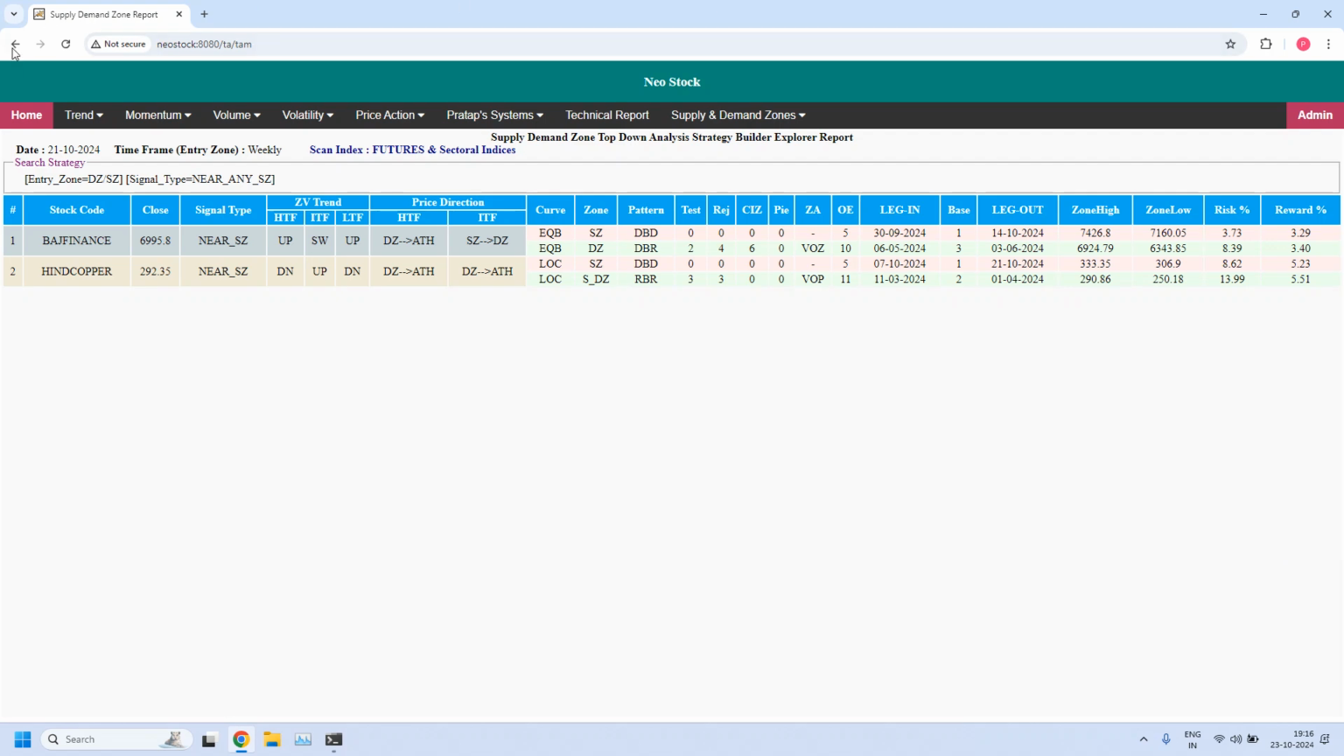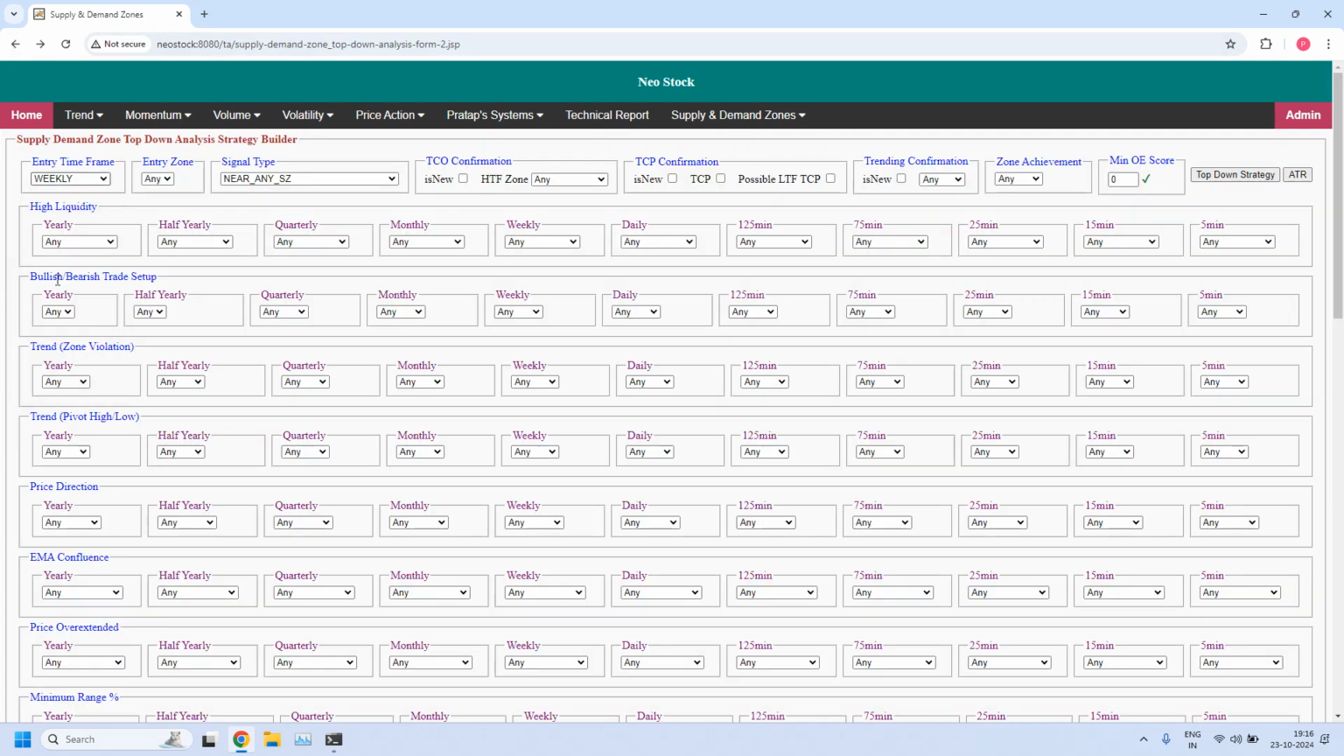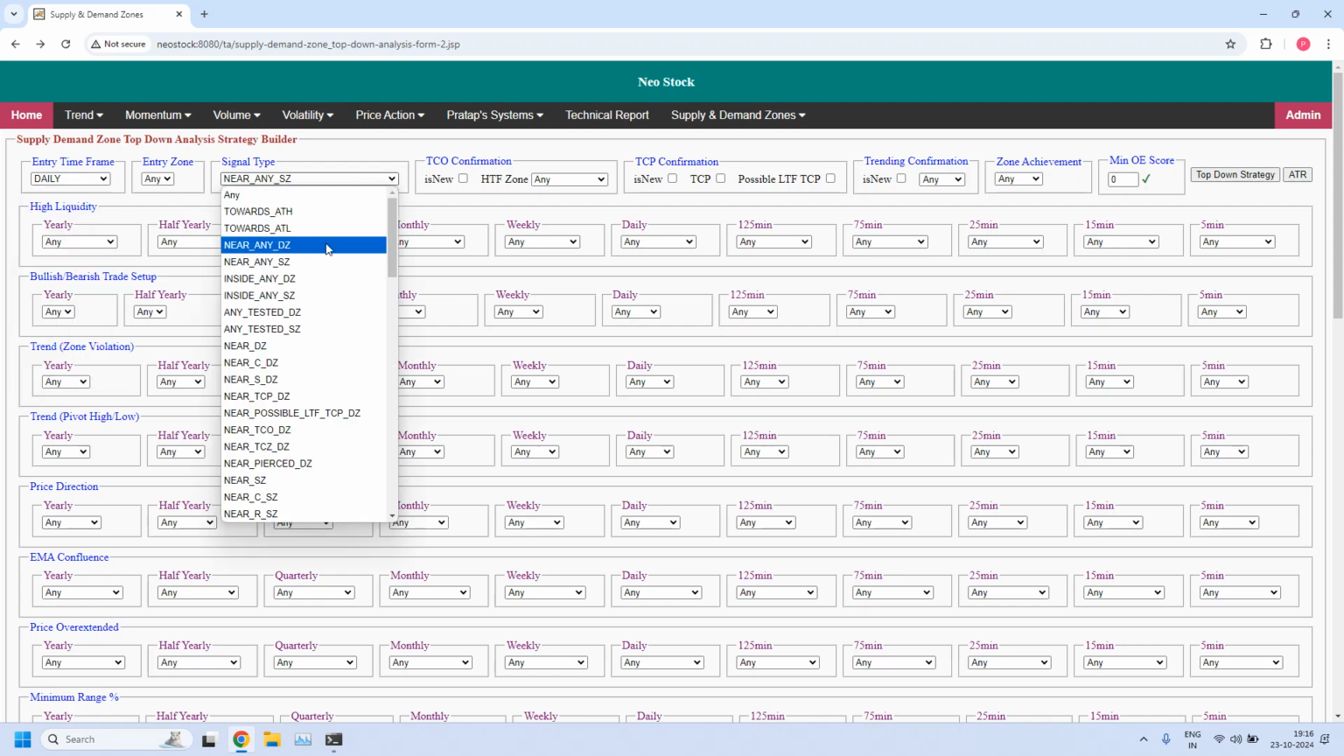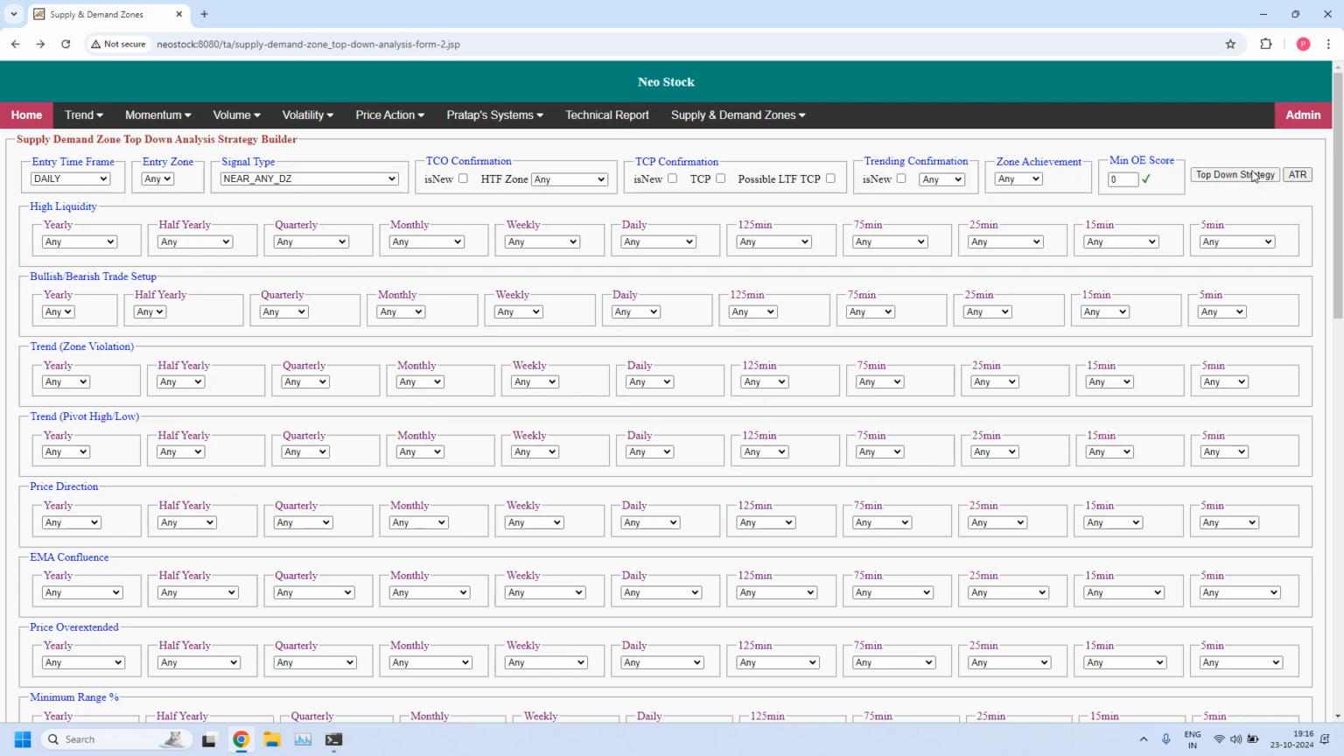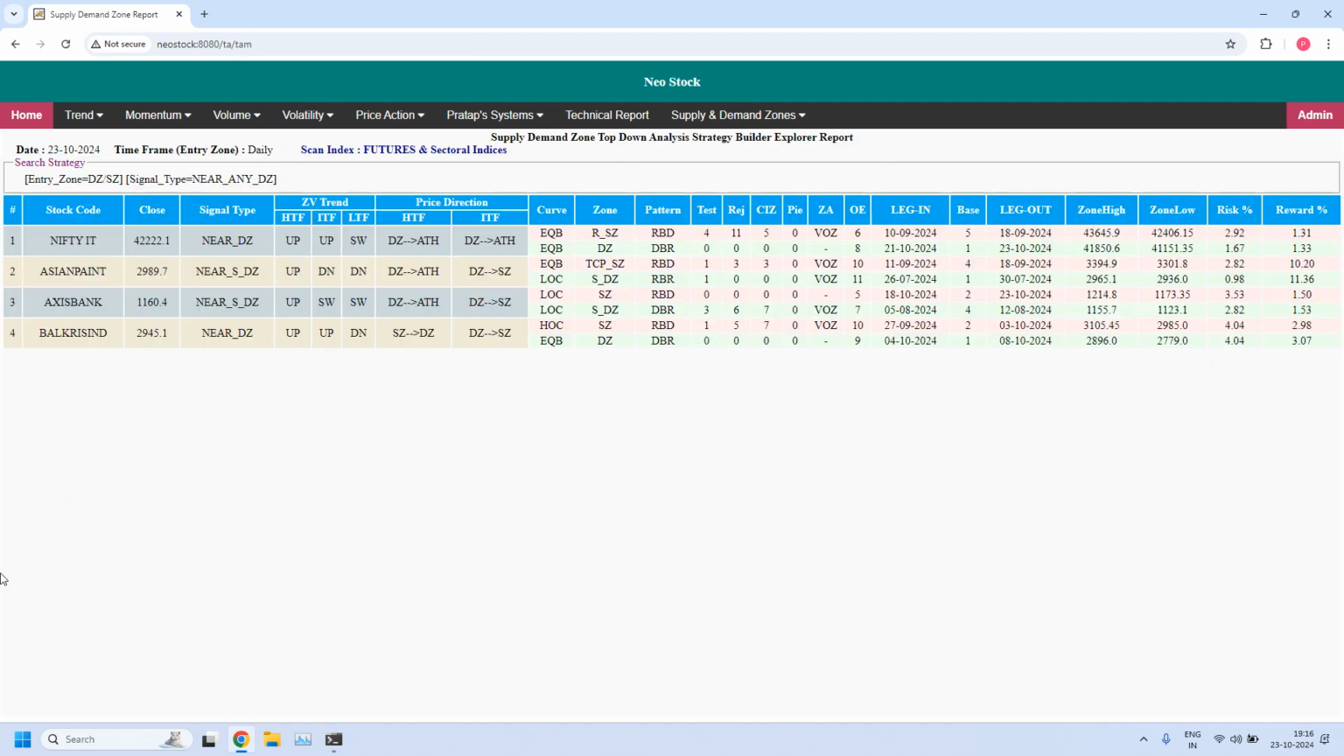Next time frame is daily. Entry time frame daily. Let us find the stocks near daily demand zone. Four stocks are filtered near to the daily demand zone.